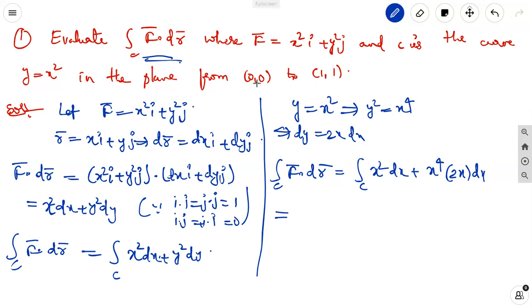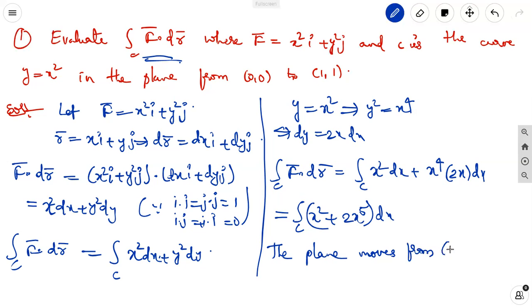It is equal to the integral over C of x square plus x power 4 into 2x, that is 2x power 5, whole dx. The curve y equal to x square is in the plane, moving from 0 comma 0 to 1 comma 1.